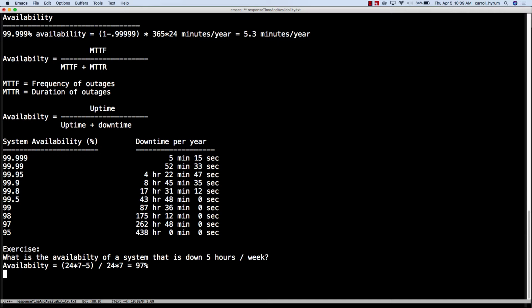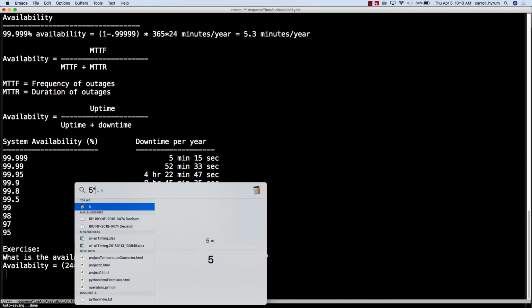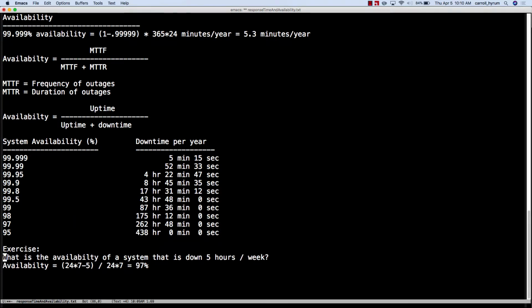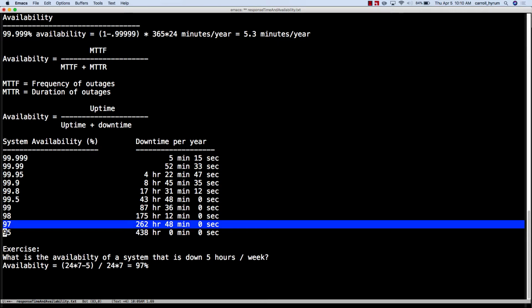52. I took 52. So every month has 4 weeks, so 5 hours, like 20 hours. So 5 times... I forgot to use the formula. 365 divided by 7 is 52, times 5 is 260 hours, and so that's really close to right, about 97%.